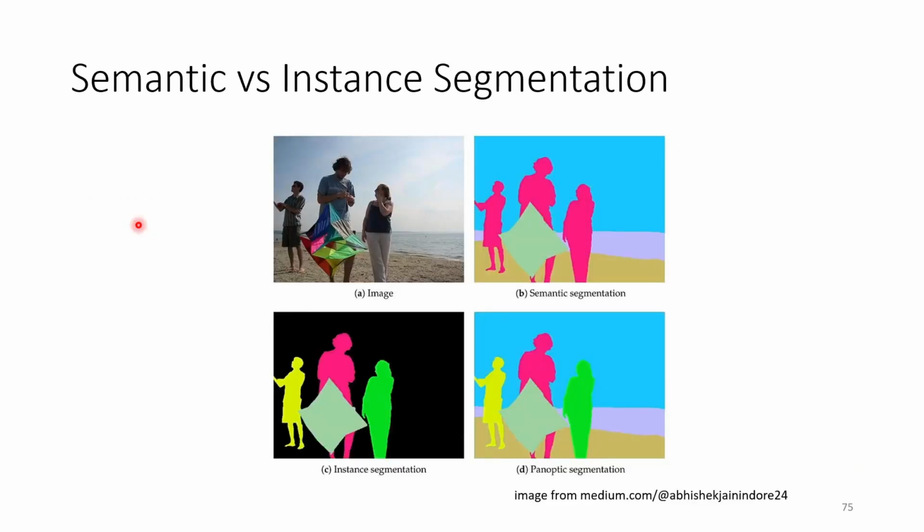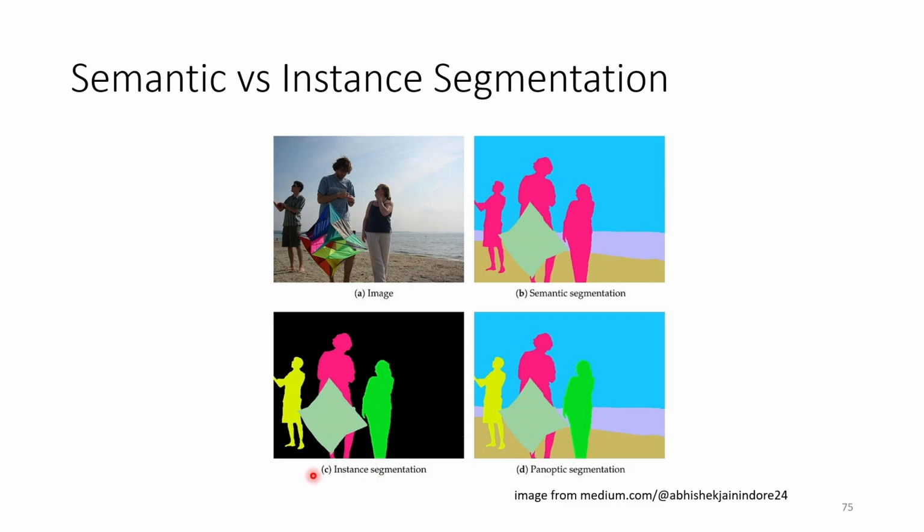Okay, let's talk about something else. For segmentation, there are three different types of segmentation. Given the image, semantic segmentation, what does it mean? It means if this is the sky, ocean, and the beach, and there are three people, they are the same, because their semantic meaning is the same, all human beings.